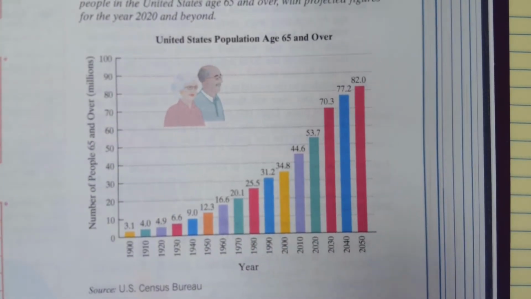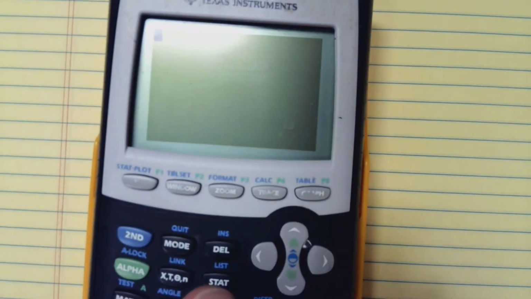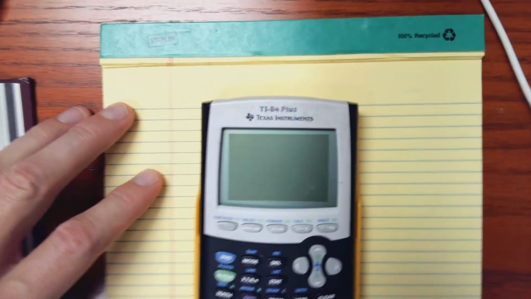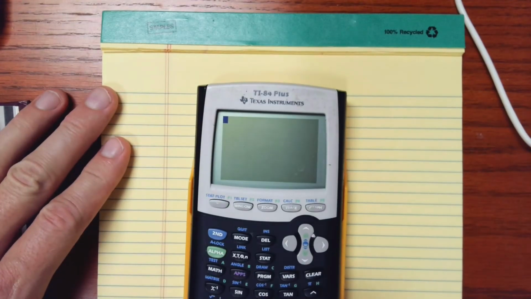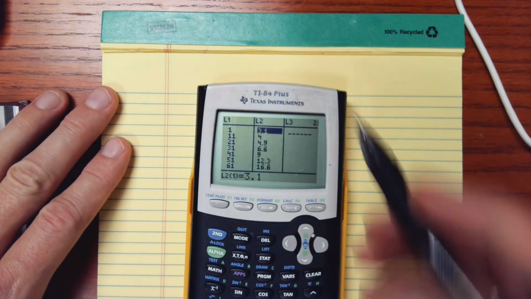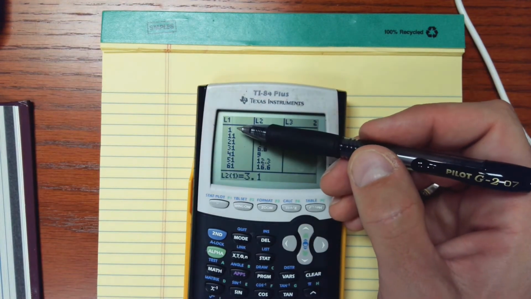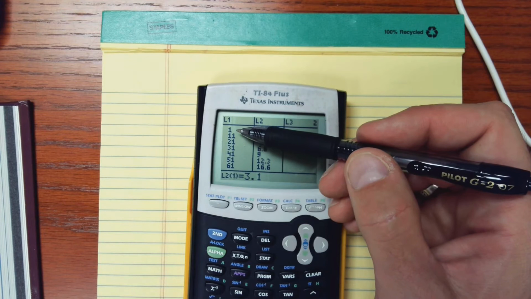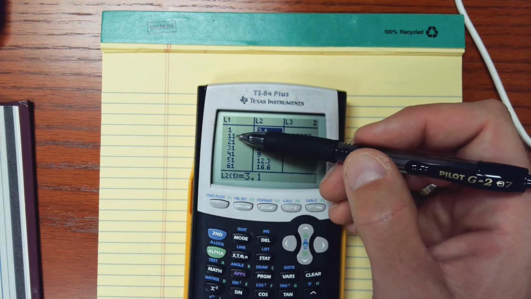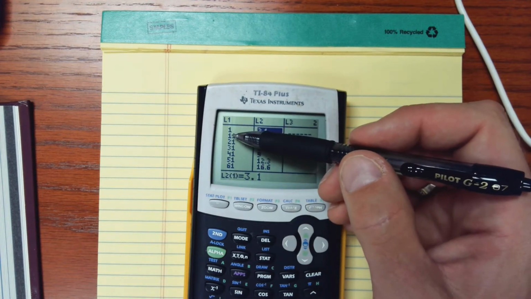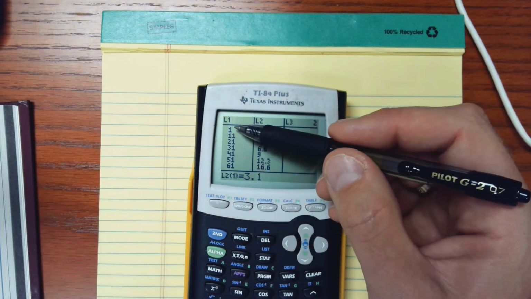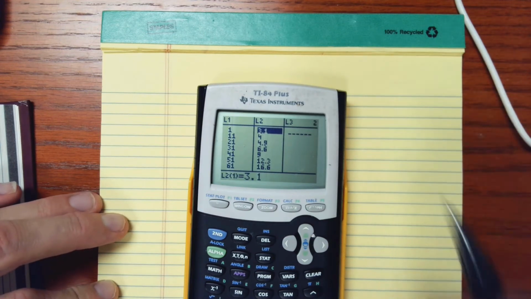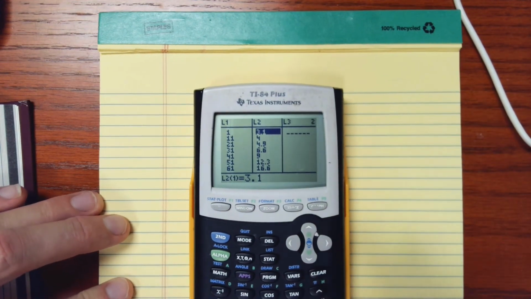So I have taken the liberty of putting this data in my calculator. Let me move this up a little bit and turn this on. And in my stat list, these are years. The first year was 1900, and then this is 10 years later and so forth. So these are years after 1899, basically. So this is 1 year after that. It was 3.1 million. So let's look at the exponential model.